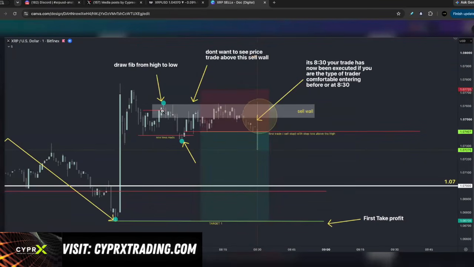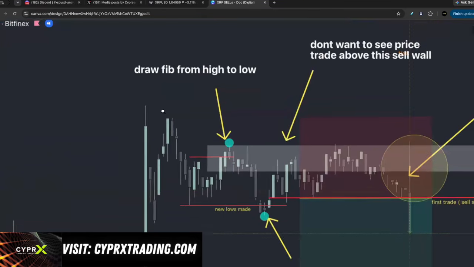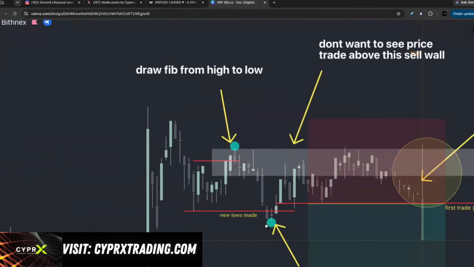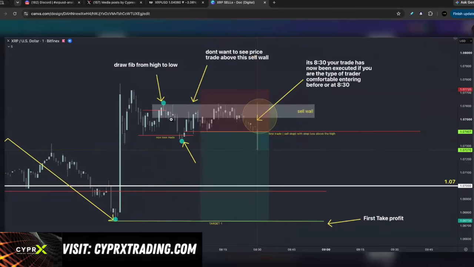So as I mentioned, we do not want to see the price trade above the sell wall from the A to B move that created the structure high down into the new structure low. You can see that the trade still was not executed here. Price came back up into the sell wall, and then we come into the New York session open.